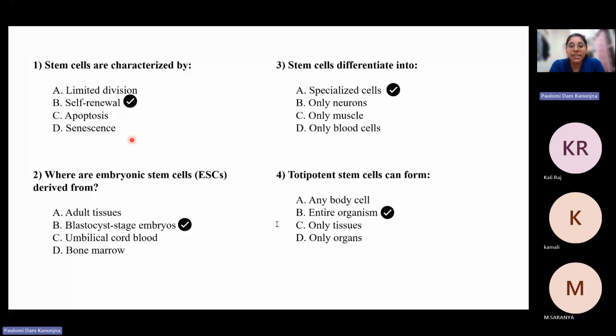Next one: stem cells differentiate into specialized cells, which we have already established, right? Only muscle, only neuron, only blood vessels, those are not the correct terminology. And lastly, totipotent: toti means totality, so the entire organism. Okay, let's move to the next one.